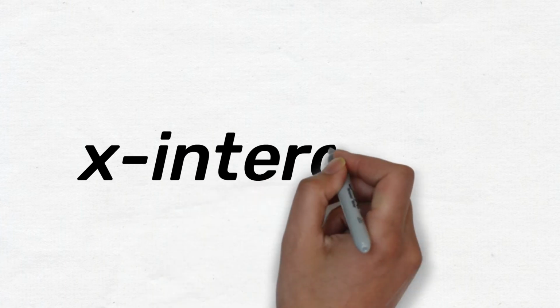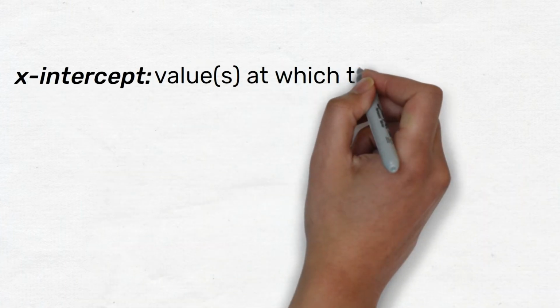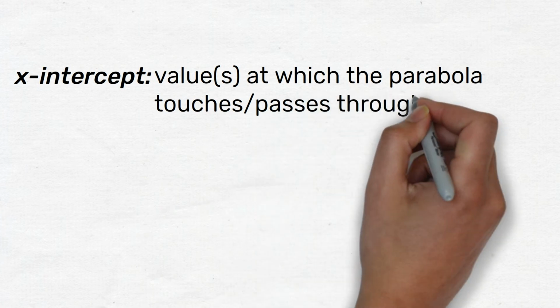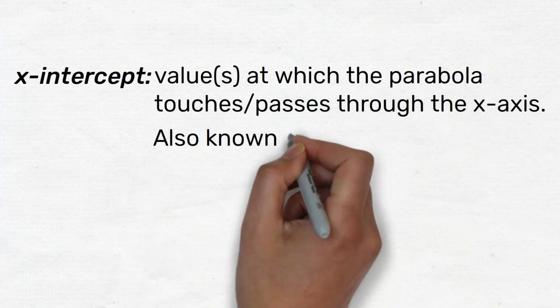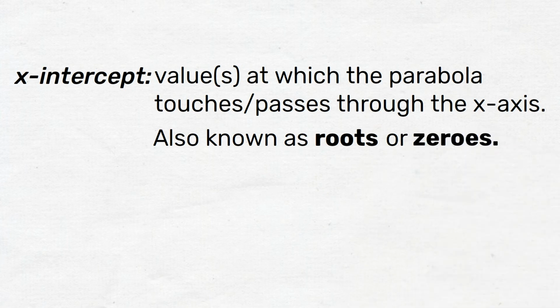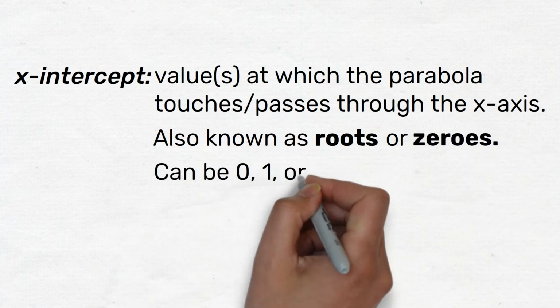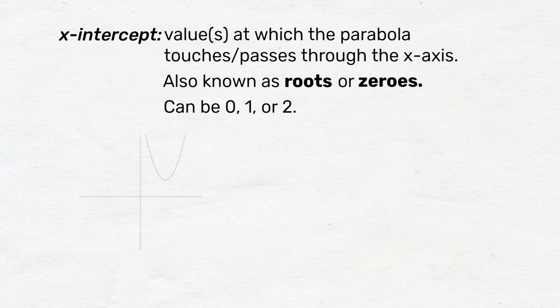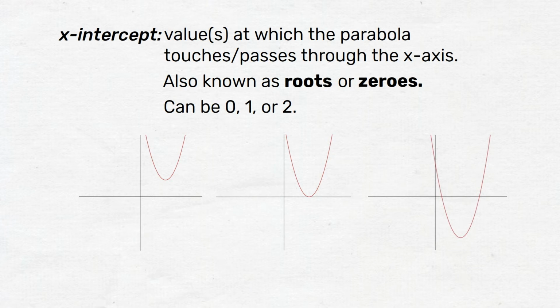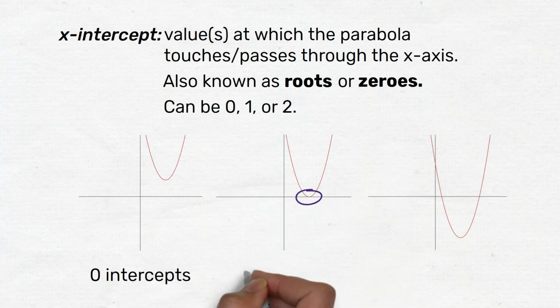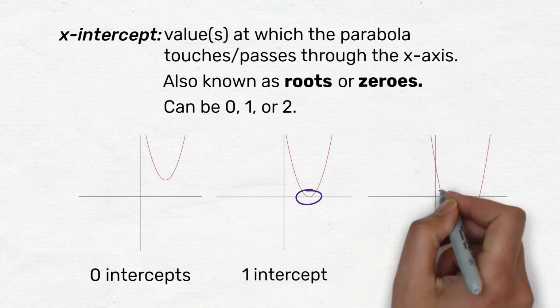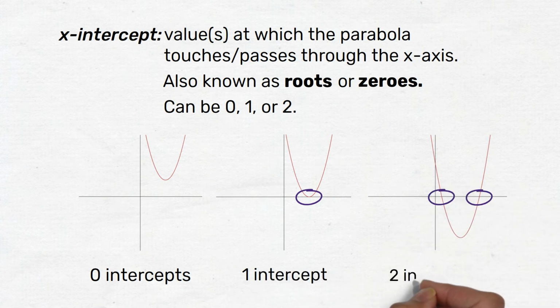Next up is the x-intercept. This is the value or values where the parabola touches or passes through the x-axis. You'll sometimes hear it referred to also as the roots or the zeros of a function. And depending on how the graph is drawn, there might be 0, there might be 1, or there might be 2. So if we look at these 3 graphs here, we can see the graph on the left never touches the x-axis, so it has 0 intercepts. The graph in the middle just skims the axis, so it has 1 intercept. And then the graph on the right passes through it in 2 places, so it has 2 intercepts.